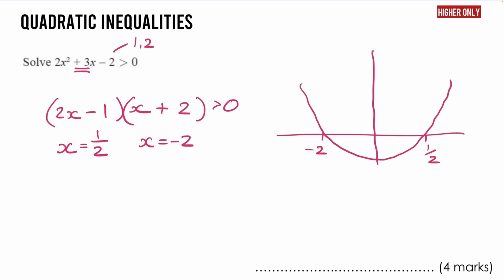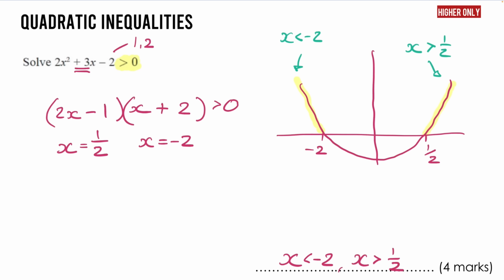Now there's 2 variations of answers that we can give. Here we're looking where the graph is above 0. 0 is ground level. So we're looking at these 2 parts of the curve that are above 0. This particular part of the curve here is where x is always going to be less than that negative 2. And this part over here is where x is always going to be greater than a half. So there's our solutions written as inequalities. We have x is less than negative 2 and x is greater than a half.